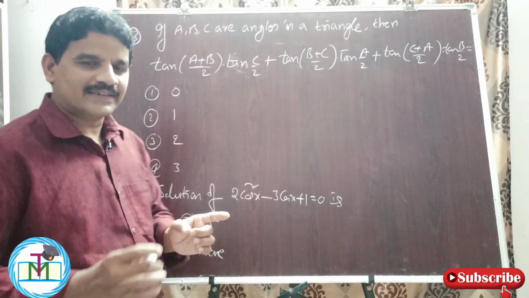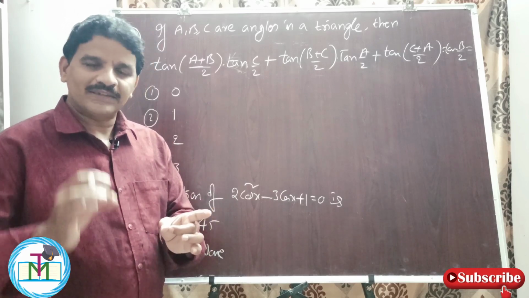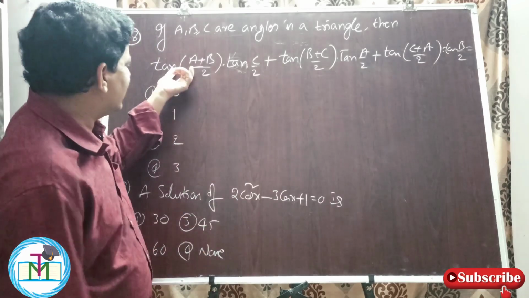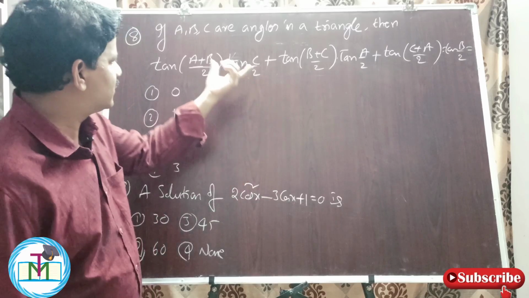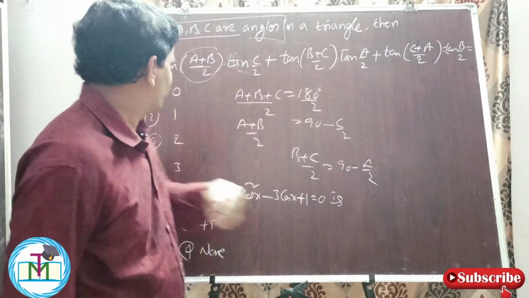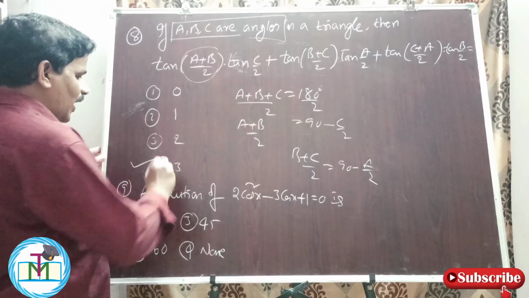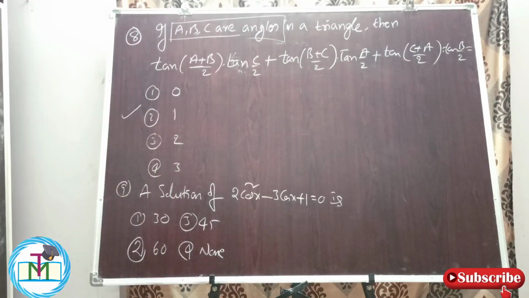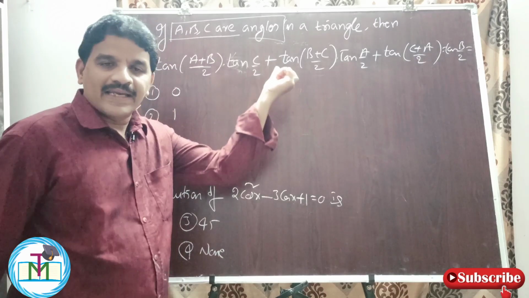Therefore, in the previous video I discussed very few formulas. They are very, very important. Tan into cot equal to 1 means this is what? 1 plus 1 plus 1. 1 plus 1 plus 1 is what? 3. Option 4 is the right answer. Now, A, B, C are angles of a triangle.